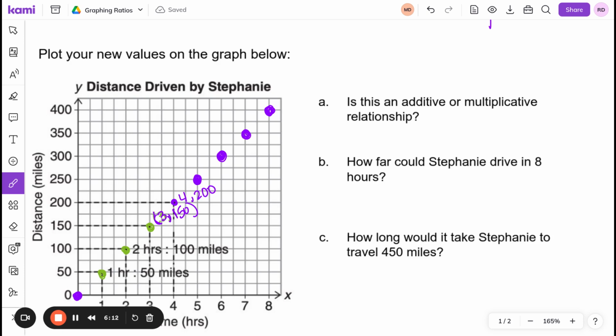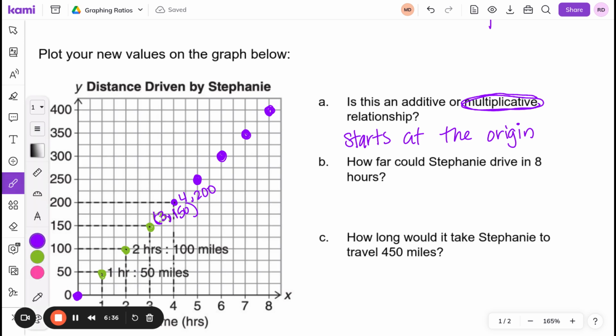So question A asks, is this an additive or multiplicative relationship? Since it starts at the origin, it has to be multiplicative. That means the only way to turn the x values into y values is to multiply. So our reasoning here is it starts at the origin, because anything times 0 is still 0.